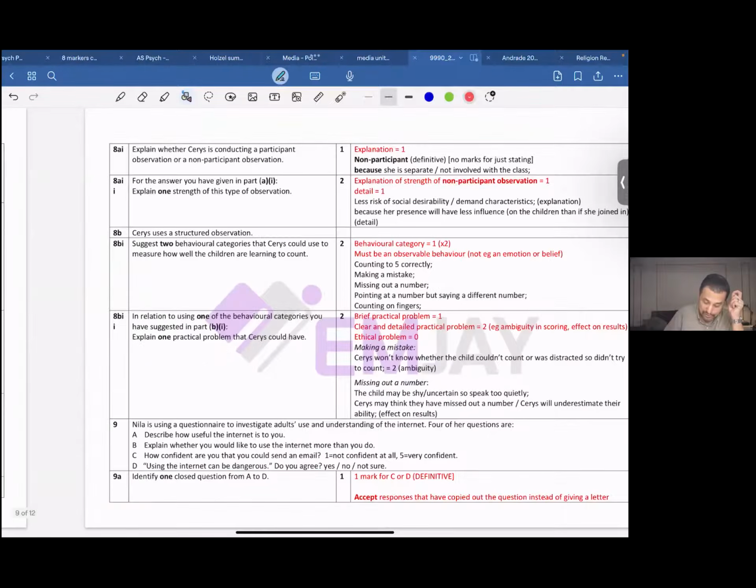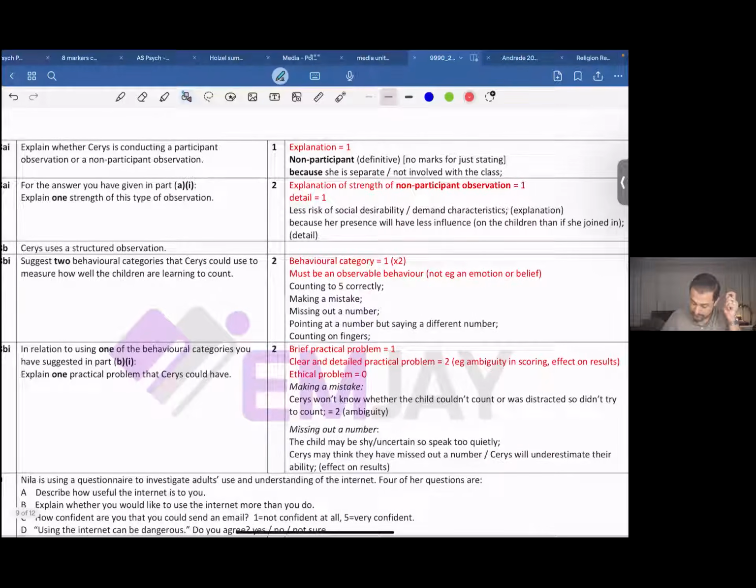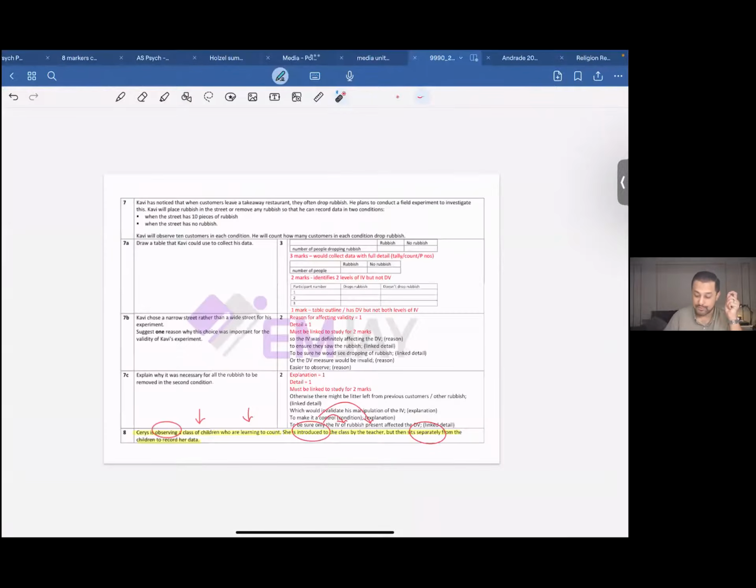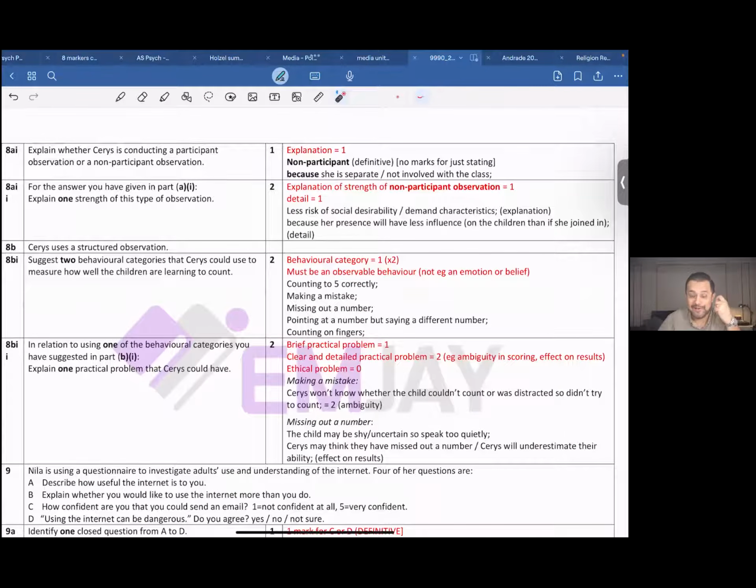Let's move on and have a look at the question. Explain whether Keris is conducting a participant observation or a non-participant observation. This reminds me of this part. She sits separately. If she is sitting separately, it is a non-participant observation. You need to know your research methodology for the 9,999th time. You need to know what an observation is, and the different types of observation. You need to differentiate between covert and overt observation, participant and non-participant observation, structured and unstructured observation, and naturalistic and controlled observation. Know your research methods well.